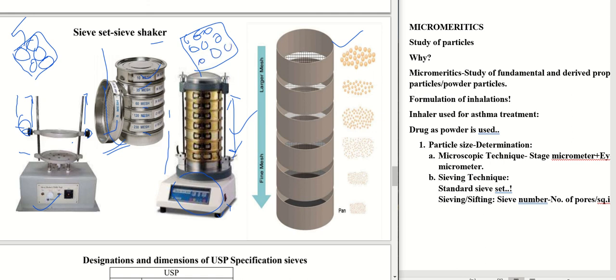Kindly bear with my drawing skills. So, sieve. What does it mean here? This mesh is able to accommodate 10 pores per square inch. This one is able to accommodate 5 apertures per square inch. It means that as the sieve number increases, the number of pores increases and the pore size decreases.